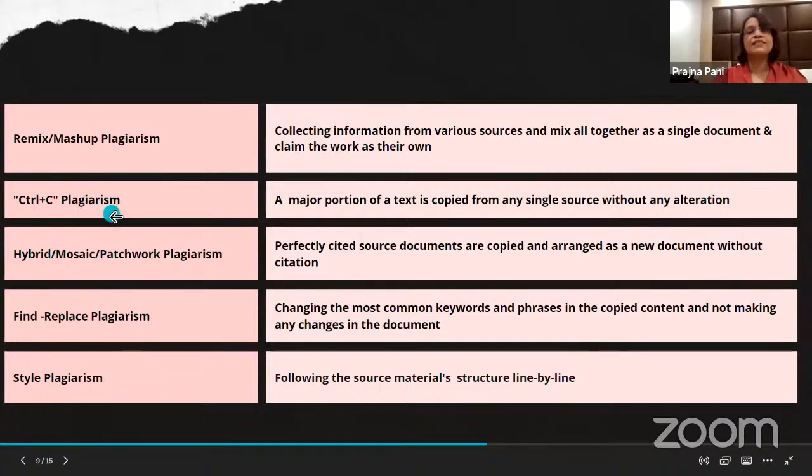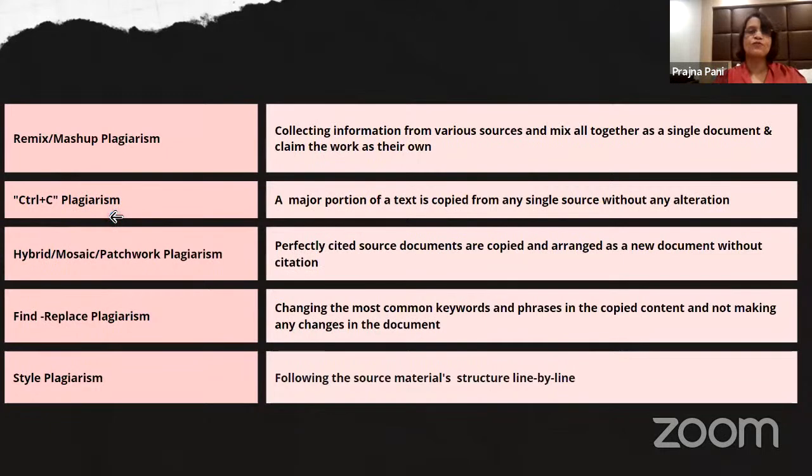Control plus C plagiarism, most of you know what is control plus C. You copy the entire document, okay? So the researcher copies a major portion from a single source and presents it without making any change, any alteration, any rewording. So that is called control plus C plagiarism.